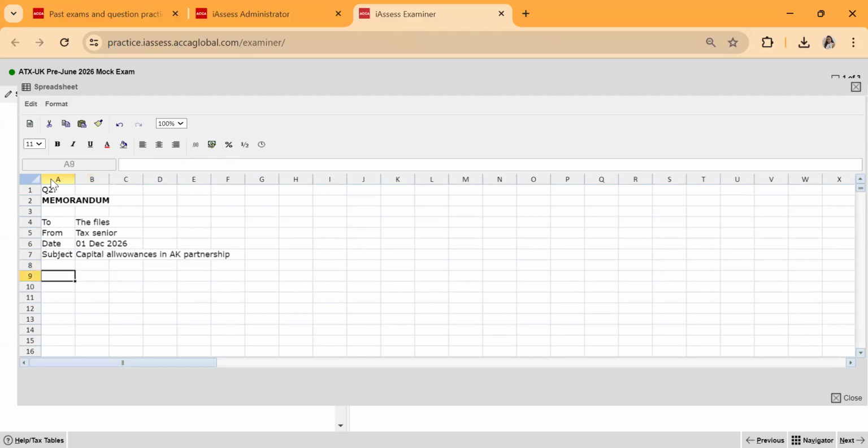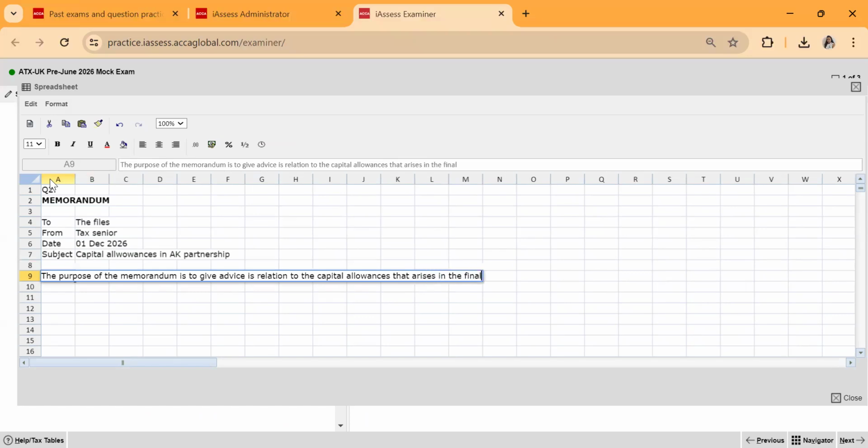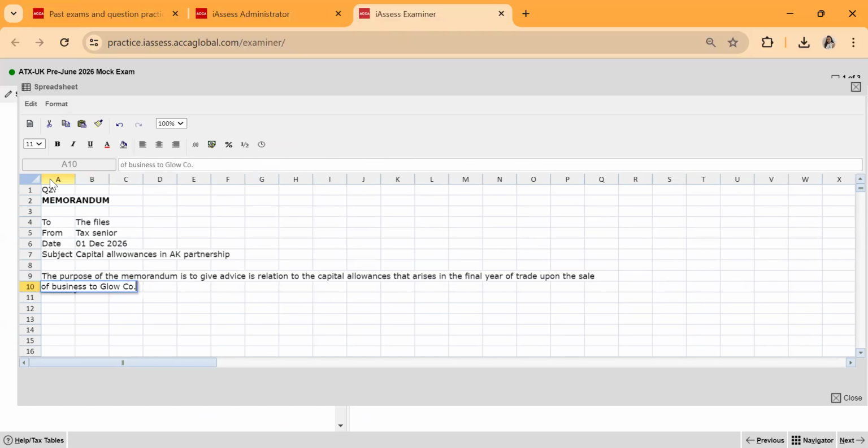Now let's write here. The purpose of the memorandum is to give advice in relation to the capital allowances that can arise in the final year of trade, the year of cessation, upon the sale of the business to Glow Company. So this is the purpose.